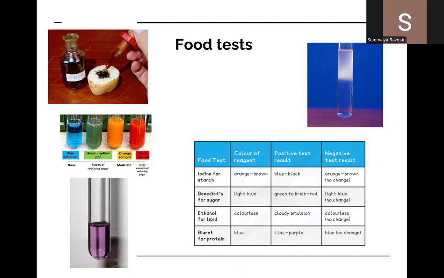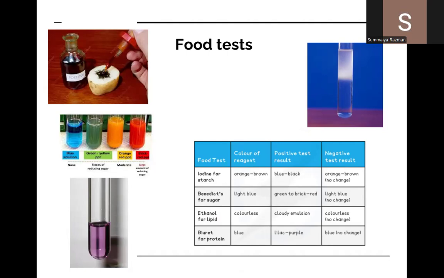Then we have the ethanol emulsion test for lipids. Basically, you mix a sample with ethanol, so that's going to dissolve any lipids if it's present, and then you add water to it, and it's going to form a cloudy emulsion if there's any fat or lipid in it.